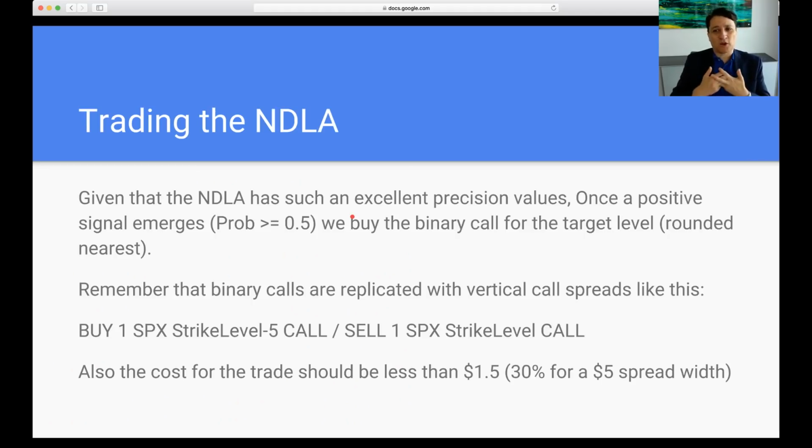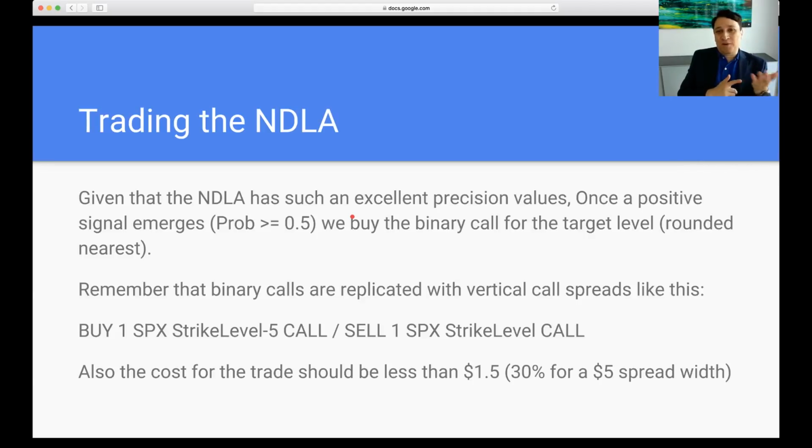Okay, so now becomes the question of how to trade the NDLA. How do we take advantage of this neural network for trading? Well, given that it has such excellent precision, tremendously excellent, I will say fantastic, then whenever we see a signal higher than 0.5, we go in, and we buy a binary call for that target area.